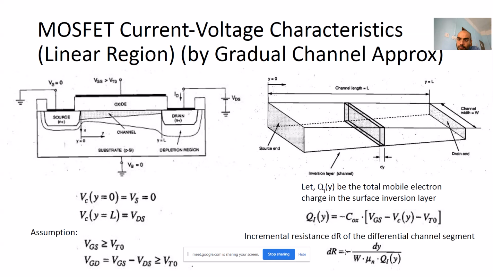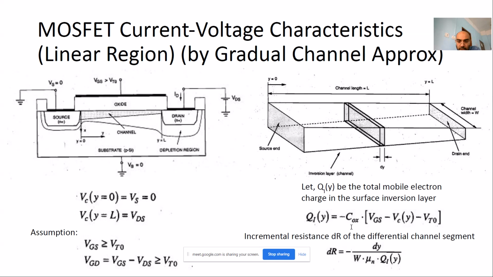Sir, can you repeat this type of equation again? Which one? Qi, sir. Qi is the surface charge density. Q is equal to CV. I am taking the capacitance of the oxide, because you see this is a sort of parallel plate capacitor. So whatever charge comes in this inversion layer is because of this capacitance phenomenon.